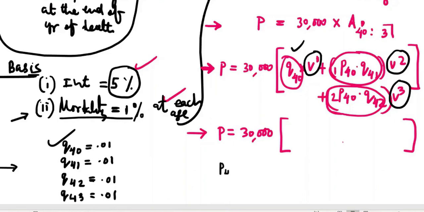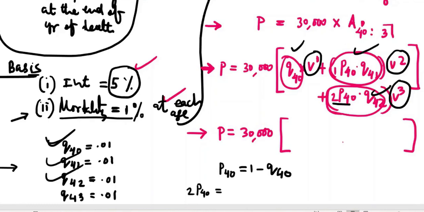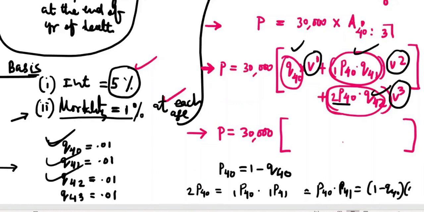So what you need here, Q40, is available here. P40 is 1 minus Q40. So Q40 is given, so you know P40. Q41 is given here, so you put it here. And this is P42. Q42 is here. And what is P42? P42 you have to write this way: P40 into P41, that is, 1 minus Q40 into 1 minus Q41. That way you can write whatever is required. Then you can find the values and put them here. Now you will be able to solve the assignment.